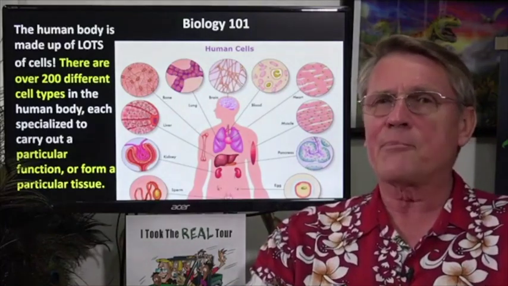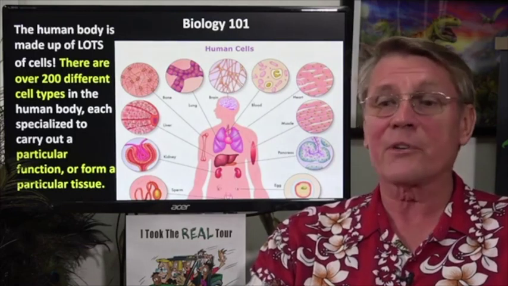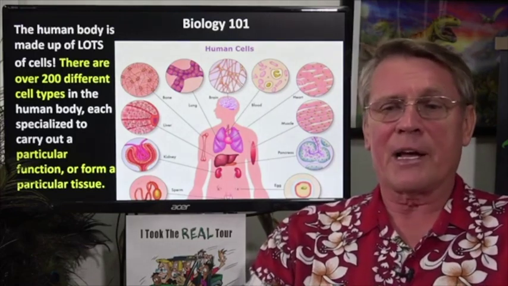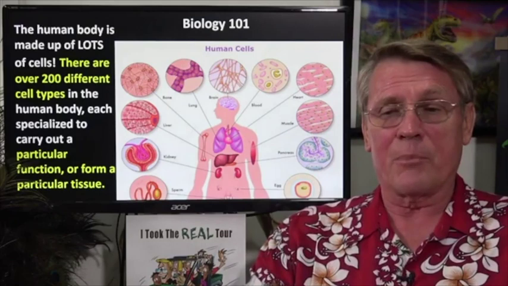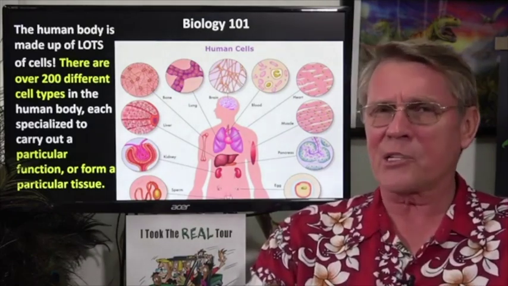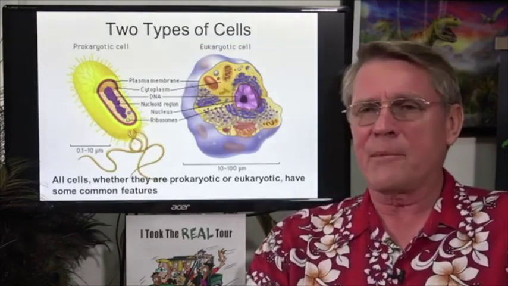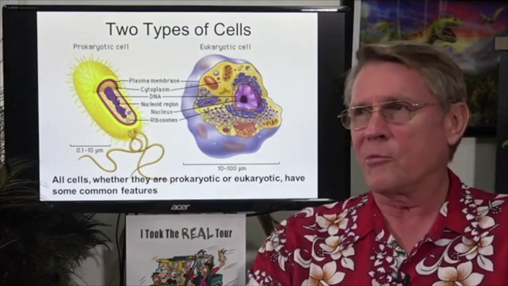There are 200 different types of cells in the human body. You have bone cells, muscle cells, nerve cells, 200 different types. Each is specialized to carry out a particular function to form a particular tissue. You think this all happened by mutations, by chance, coming from an amoeba, which came from a dot of nothing exploding. There are two basic types of cells, eukaryotes, and you love to use that word.